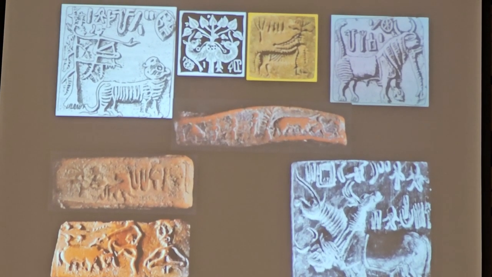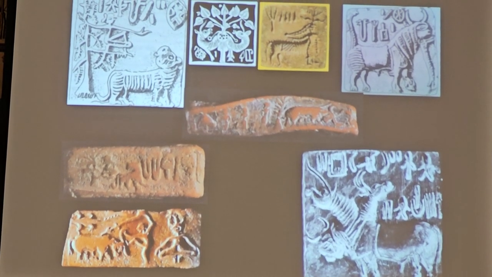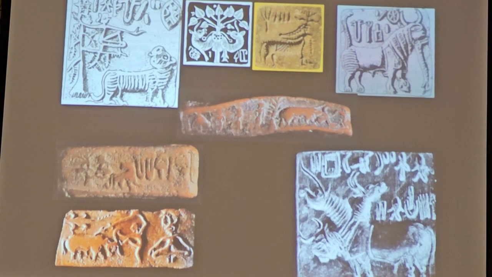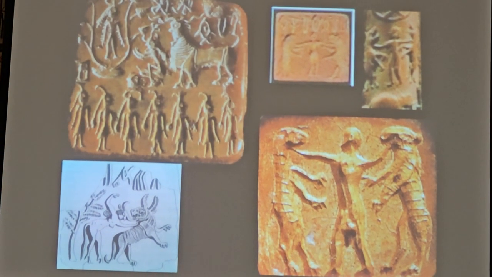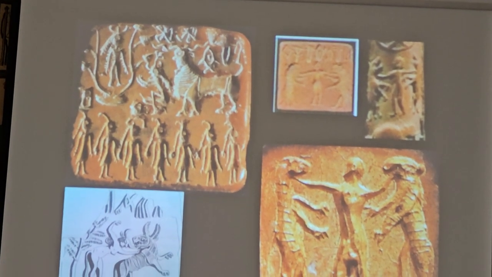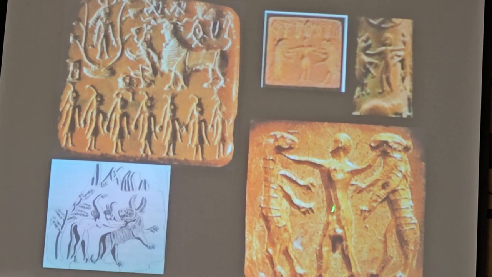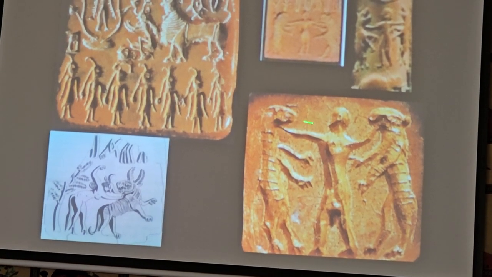There are also different animals which are being worshipped by the people of the Indus Valley civilization, and in which you can see over here. This figure is important because in which you can see there is a central figure, and this central figure is holding two tigers.